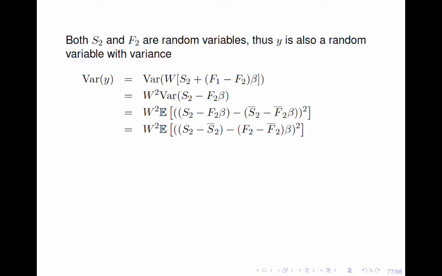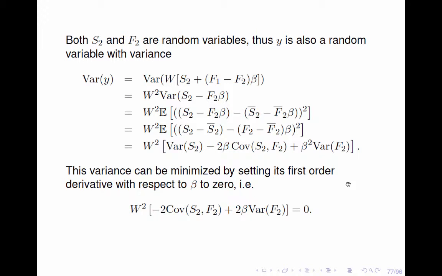And expanding out the square, the expectation of (S2 minus S2 bar) squared is equal to the variance of S2. The expectation of (F2 minus F2 bar) times beta squared is equal to beta squared times the variance of F2. And the expectation of the cross product term is nothing but negative 2 beta times the covariance between S2 and F2. This variance can be minimized by setting its first-order derivative with respect to beta to 0. That is, beta solved from the following equation minimizes the variance of Y.